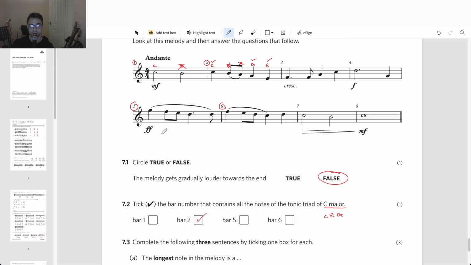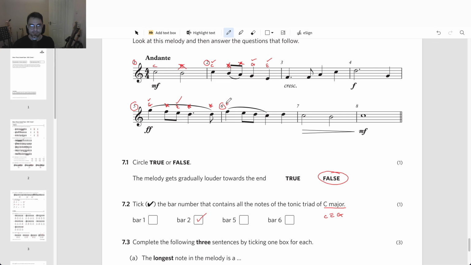There we go. Let's just go through bar 5 and 6 anyway and see if maybe there's 2 answers to this question. So bar 5, we've got a G. Yeah, that's part of a C major triad. F, no, F is not. E, yes, E is part of. D, no, and another D. So no, bar 5 is not the answer.